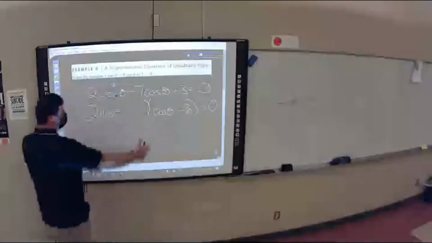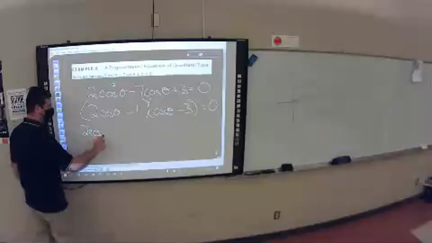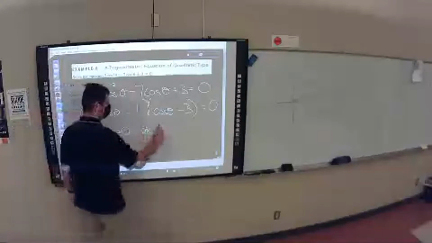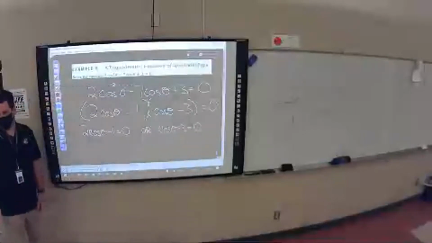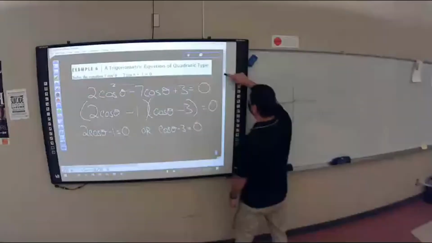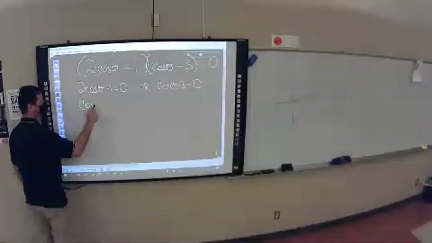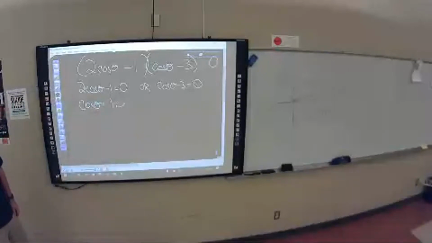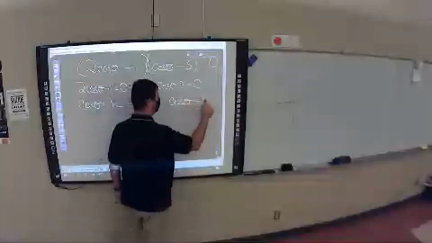Now, each factor we can set to 0. So we'll have 2 cosine theta minus 1 equals 0, or cosine theta minus 3 equals 0. So now we've set this up in a big time question, right? On the left hand, we've got cosine theta equals 1/2. Over here, we have cosine theta equals 3.